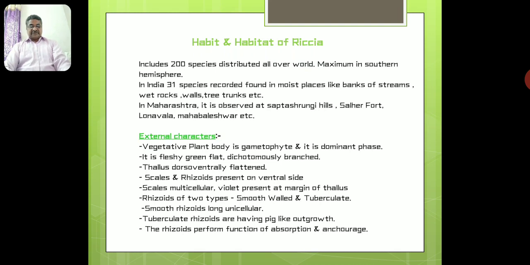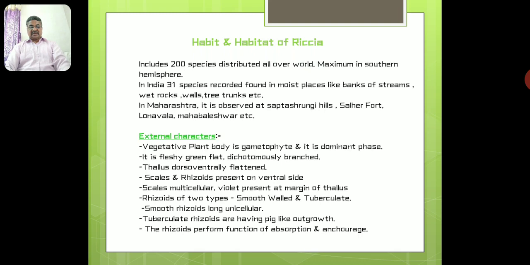Here are the scales and rhizoids, which are present on the ventral side of the thallus. Scales are multicellular, violet in color and present on either margin of that dorsiventral thallus. The rhizoids present on the ventral side of the thallus are of two types, smooth walled rhizoids and tuberculated walled rhizoids.